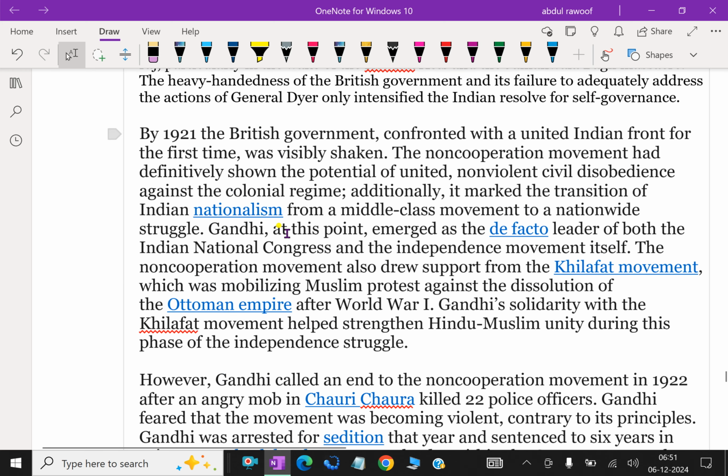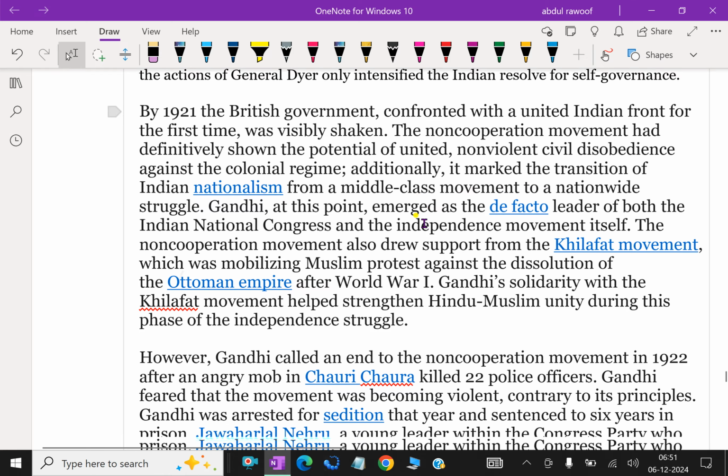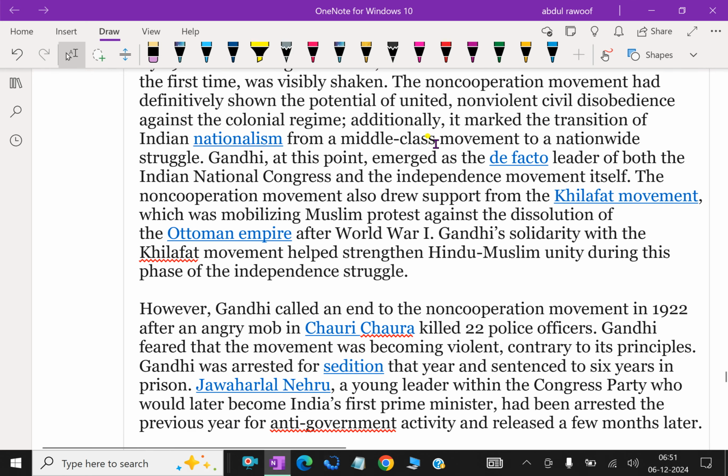In 1921, the British government, confronted with a united Indian front for the first time, was visibly shaken. The non-cooperation movement had definitively shown the potential of united, non-violent civil disobedience against the colonial regime. Additionally, it marked the transition of Indian nationalism from a middle-class movement to a nationwide struggle. Gandhi, at this point, emerged as the de facto leader of both the Indian National Congress and the independence movement itself.